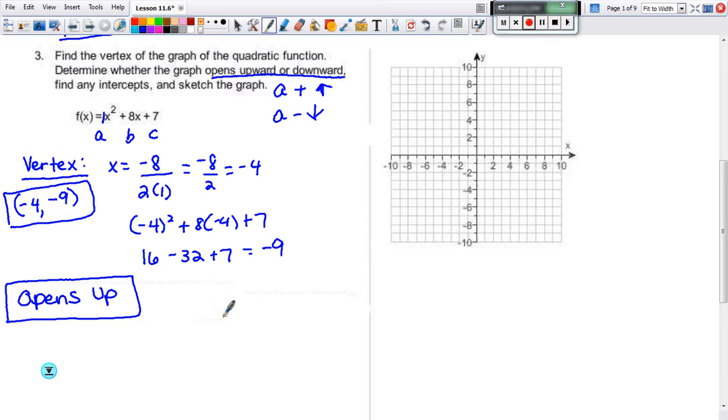Okay, any intercepts. Those are the x and the y intercepts where they cross those axes. The x-intercept first of all, you want to use the discriminant to see if there is an x-intercept. That's b squared minus 4ac. Because if that's negative, you're finished. That means there is no x-intercept.